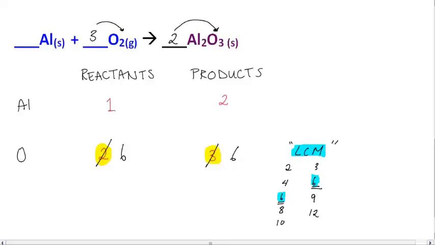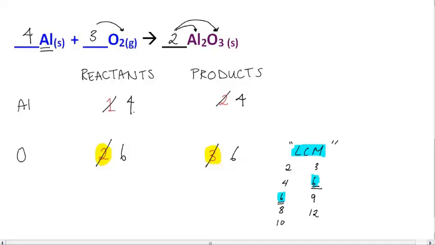So I looked at the numbers 2 and 3, and I said the lowest common multiple is 6. So how do I get 6 oxygens on each side? And that worked. Now I need to double check the aluminum. Before I had 2 aluminums in the products. Now because I put a coefficient of 2 in front, I have 4 aluminums in the products, because 2 times 2 is 4. So can I get 4 aluminums in the reactants? Sure, it's easy. I just put a 4 in front, because this is just a single atom of aluminum. So if I put a 4 in front, that means 4 atoms of aluminum.